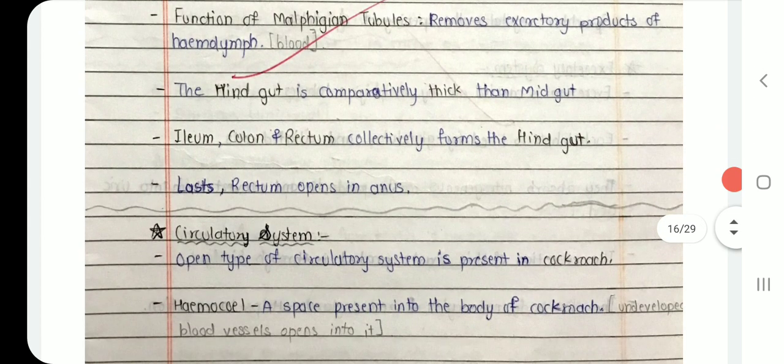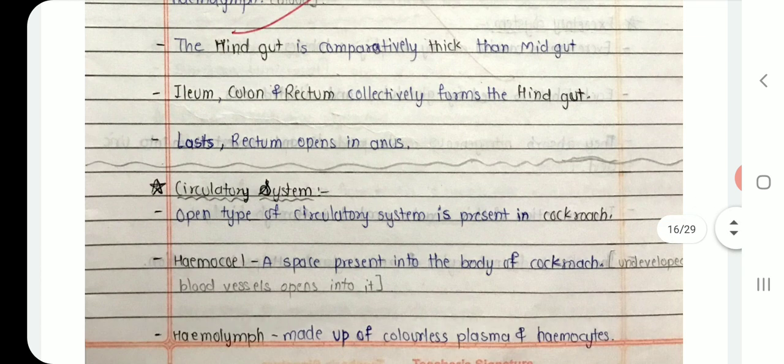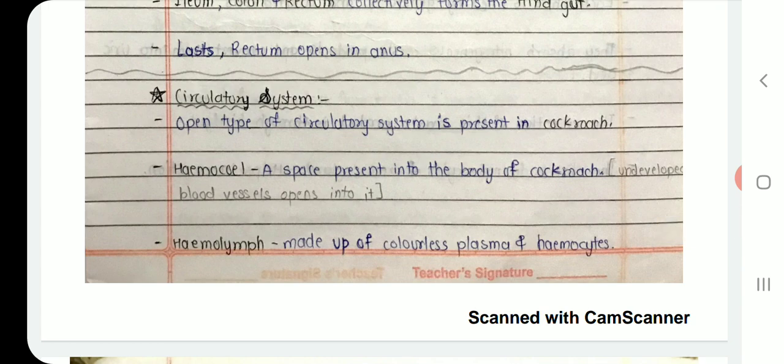Next, the hindgut is comparatively thick compared to the midgut. Normally the midgut is normal in size, but the hindgut is comparatively thick. The hindgut contains the ileum, colon and rectum, which collectively form the hindgut, and at last the rectum opens directly into the anus. So this is all about the first anatomy system of the cockroach, and that is the digestive system.